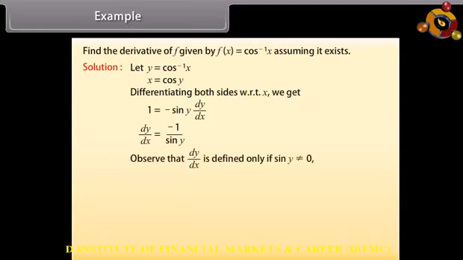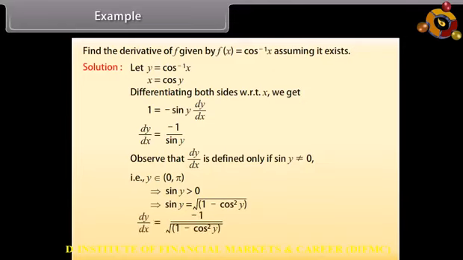Observe that dy by dx is defined only if sin y is not equal to 0, that is, y belongs to 0, pi. It implies sin y is greater than 0. It implies sin y is equal to square root of 1 minus cos square y. dy by dx is equal to minus 1 by square root of 1 minus cos square y, which is equal to minus 1 by square root of 1 minus x square.